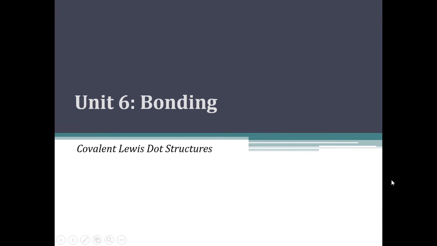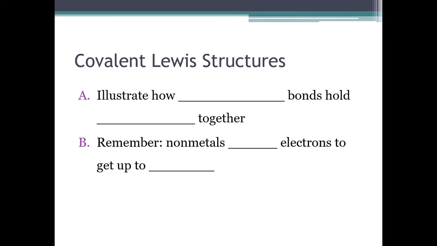In this video, we are going to talk about how to draw covalent Lewis dot structures. Last video, we learned about ionics, and this one we'll learn covalents. So remember that Lewis structures, and specifically covalent Lewis structures, illustrate how chemical bonds hold molecules together. And remember, covalent compounds are nonmetals that share electrons to get up to 8 valence electrons.